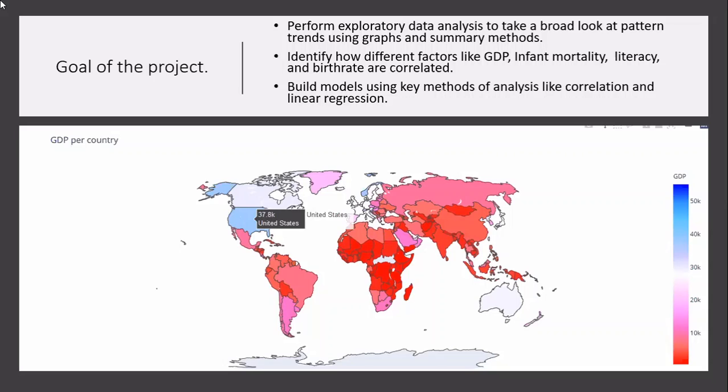We identified that factors like GDP, infant mortality, literacy, and birth rate are highly correlated, and using a correlation matrix, you are able to visualize those relationships. The last step was to build different models and select the best fitted model for our analysis.